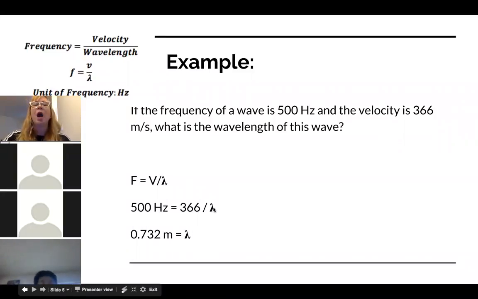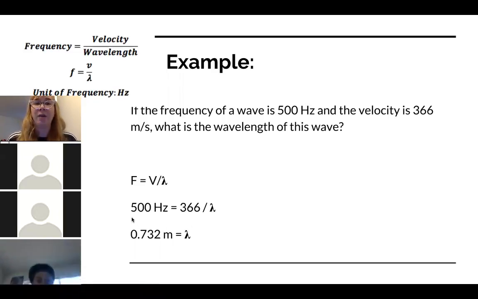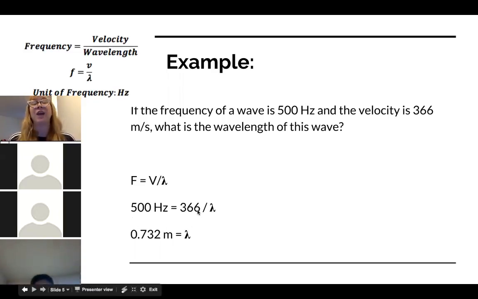There we go. So I just plugged in the numbers that I know, right? 500 is equal to 366 divided by the wavelength. And I did a little bit of math here. I multiplied by the wavelength so that I ended up having 366 divided by 500, right? And I got 0.732 meters as my wavelength.